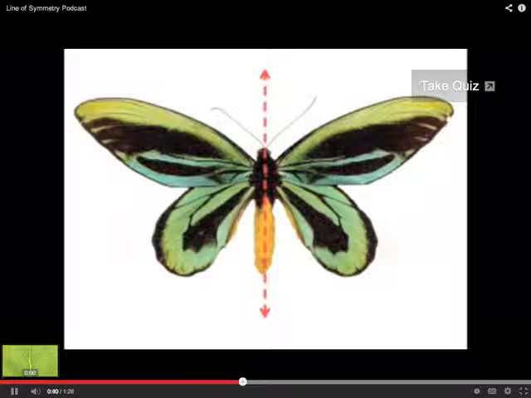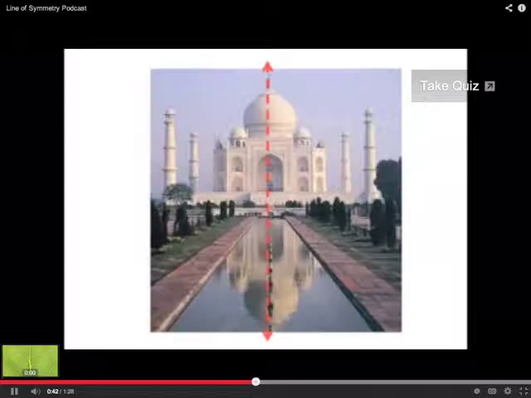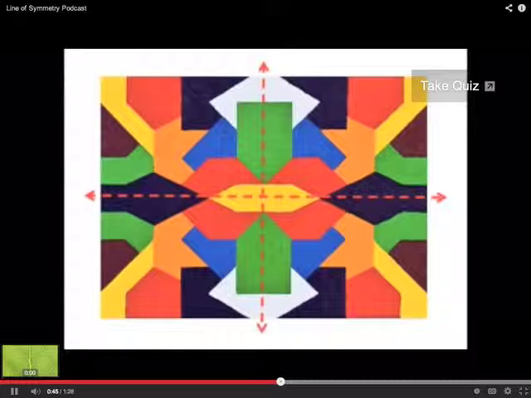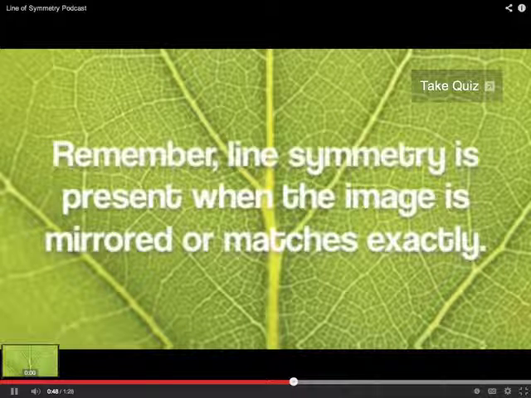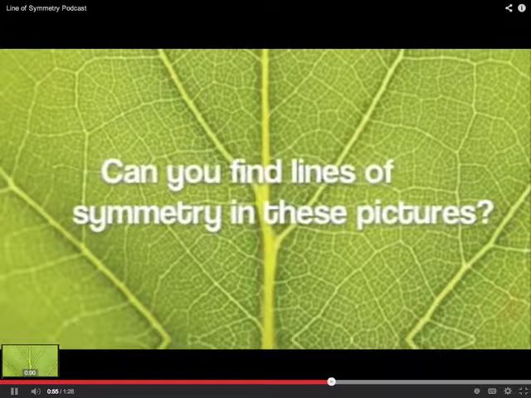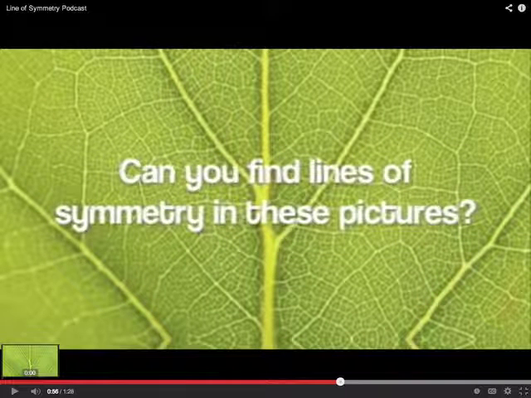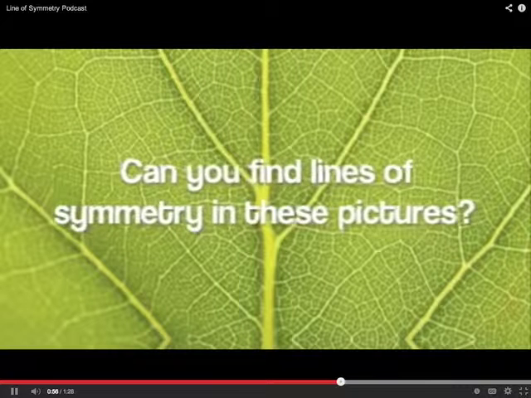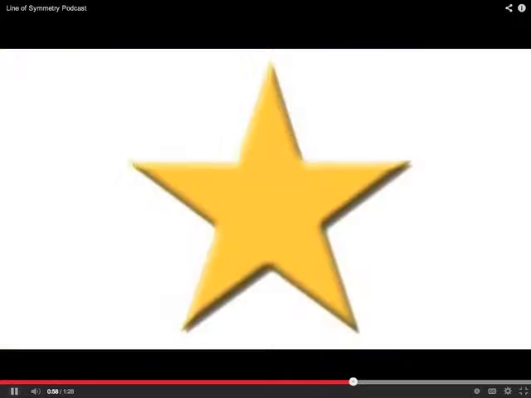Symmetry is found in the world around us, in nature, architecture, and art. Remember, line symmetry is present when the image is mirrored or matches exactly when folded on the dotted line. Can you find the lines of symmetry in these pictures?